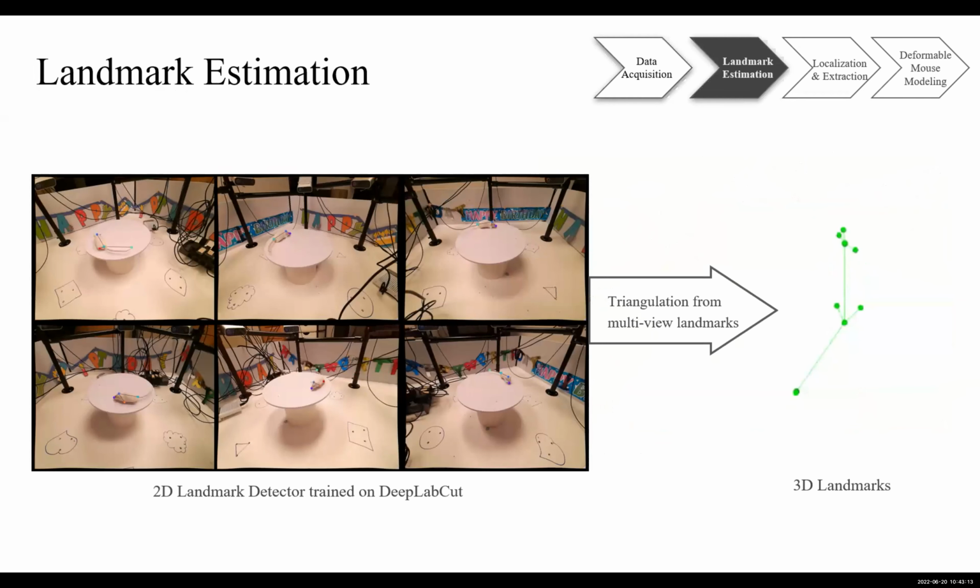The next task that we do is landmark estimation for the mouse, which is basically estimating 2D key points for the mouse in the RGB images. So we use DeepLab to train a 2D pose estimation model, and then we estimate the 2D key points over all the multi-views. Using this multi-view data, we then triangulate the landmarks and estimate 3D landmarks for the mouse of interest.